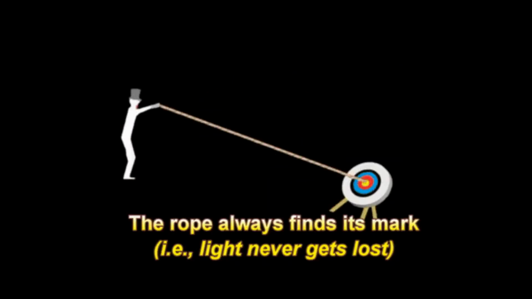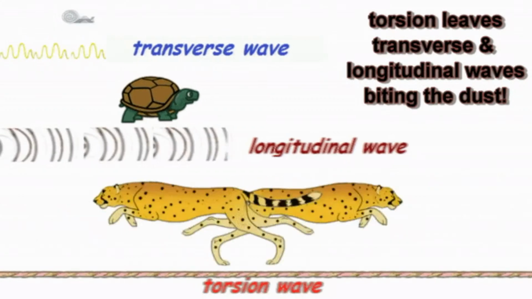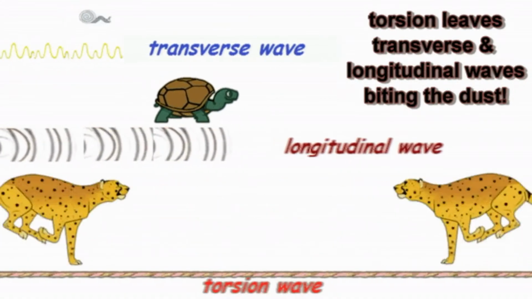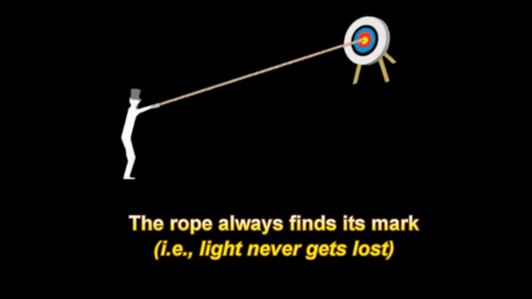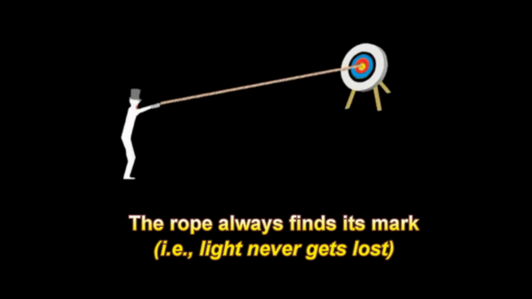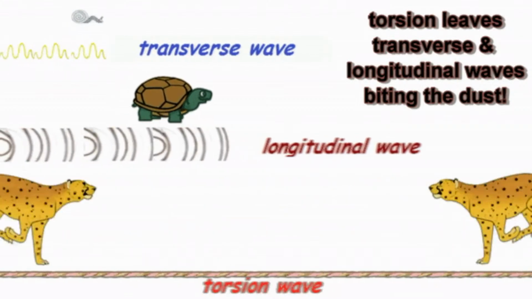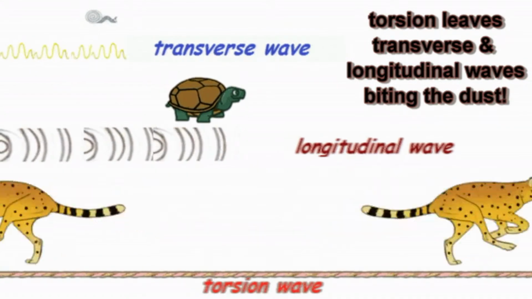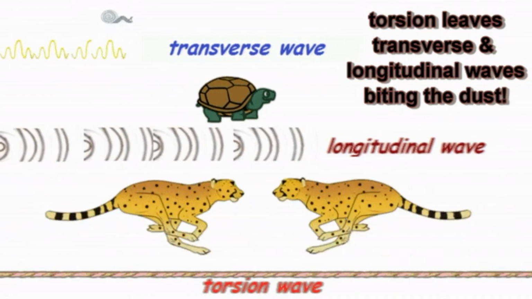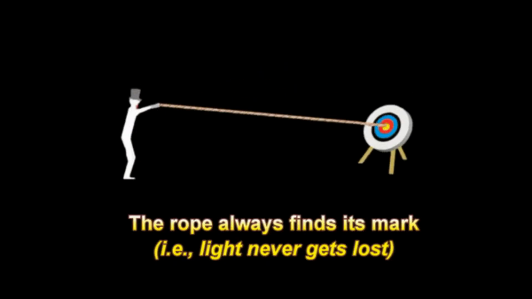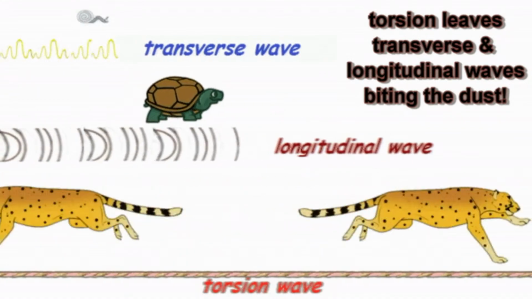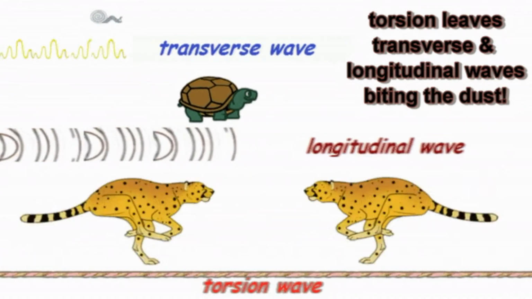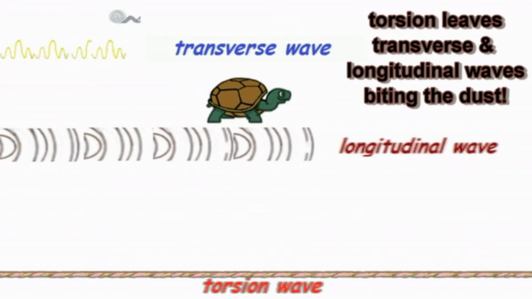Torsion. Okay, so the object can move anywhere it wants. Light will always find it. And here you have torsion, moves in both directions, besides the fact that it leaves transverse waves and longitudinal waves biting the dust, much, much faster than a transverse wave or a longitudinal wave. Torsion wave is the fastest thing imaginable, and that shows, at least if you're talking about evidence, that the rope is a good model, and torsion with it, for what light is and what light does.